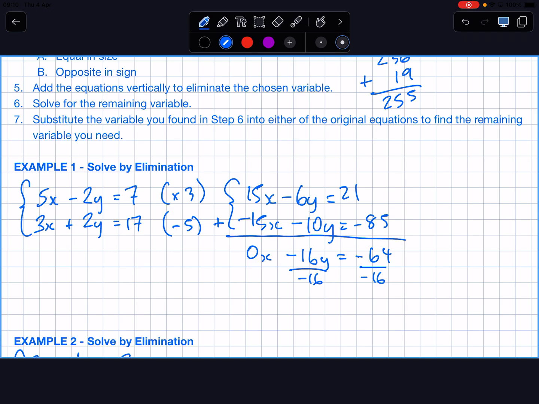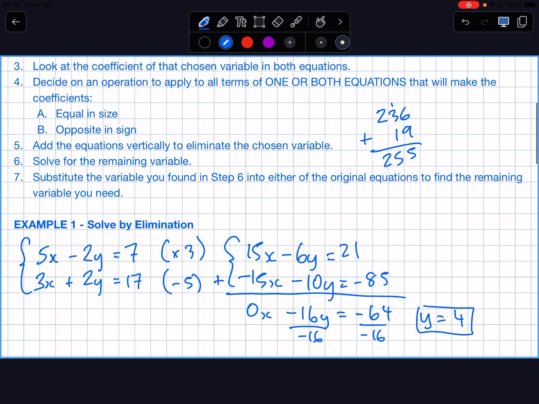64 divided by negative 16. That's going to tell you that y is equal to 4. Is that my answer? Am I done yet? No. I need to work out what x is. So, can I quickly just check? Did that demonstrate how step 4 works?